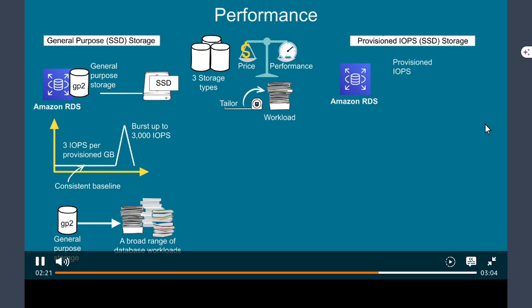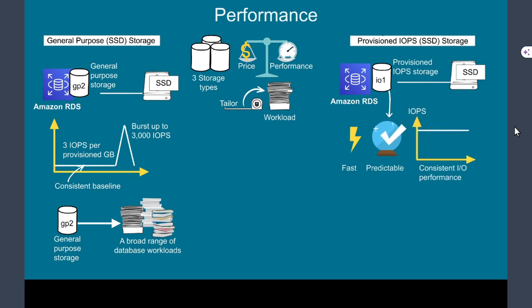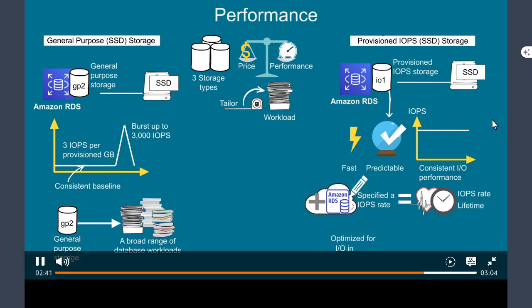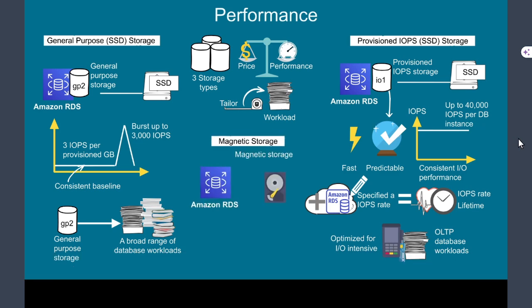Amazon RDS Provisioned IOPS Storage, also known as IO1, is an SSD-backed storage option that's designed to deliver fast, predictable, and consistent I/O performance. You specify an IOPS rate when creating a database instance, and Amazon RDS provisions that IOPS rate for the lifetime of the database instance. This storage type is optimized for I/O-intensive transactional OLTP database workloads. You can provision up to 40,000 IOPS per database instance. In addition, Amazon RDS also supports magnetic storage, also known as standard storage, for backward compatibility. We recommend that you use general purpose SSD or provisioned IOPS for any new storage needs.